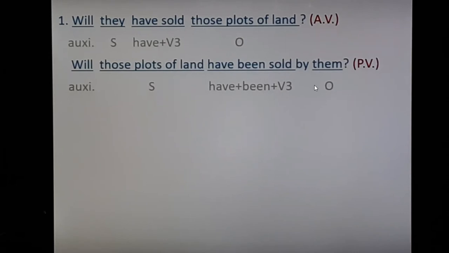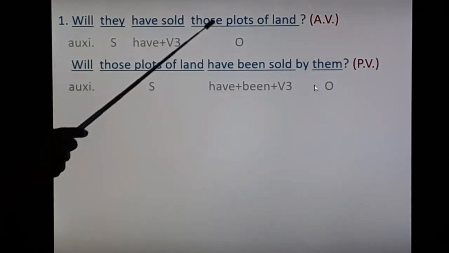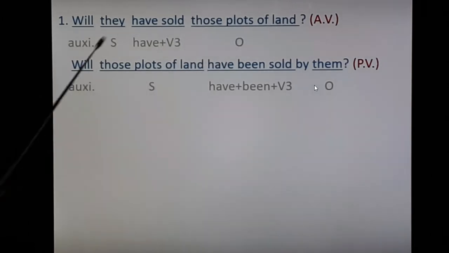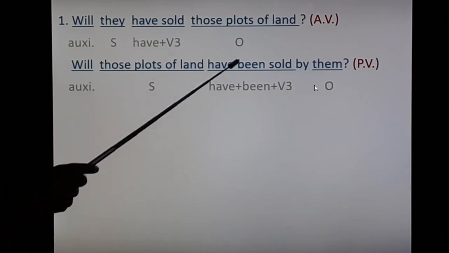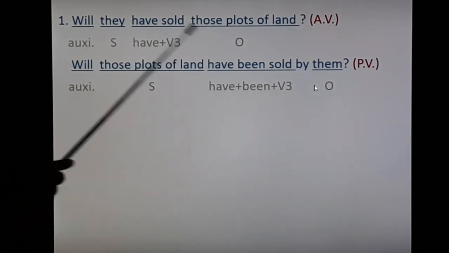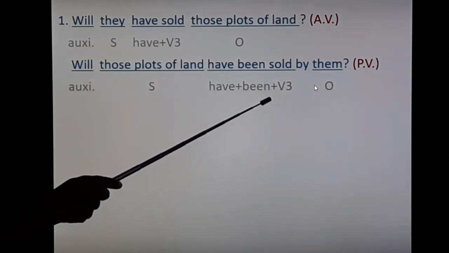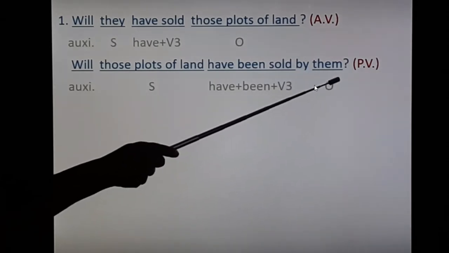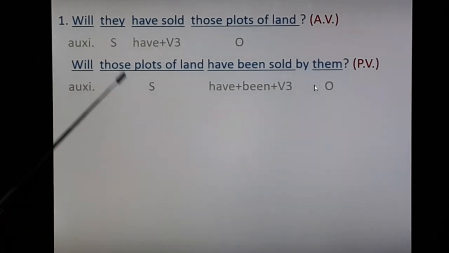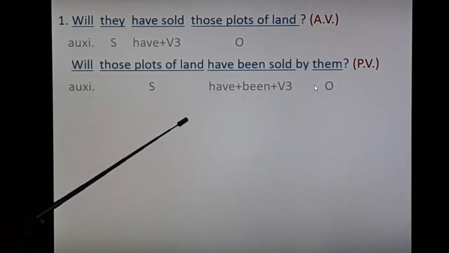Let's turn this active to passive. Will, according to this those plots of land, you have to put appropriate auxiliary verb in the beginning because we are framing interrogative construction. Will, then those plots of land, subject, then have that is given, add been and then V3 form. Same. You have to continue. Then by and they becomes them in passive voice as an object. So will those plots of land have been sold by them? This is passive voice.